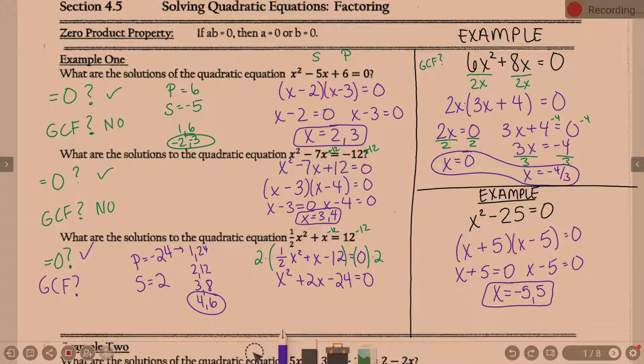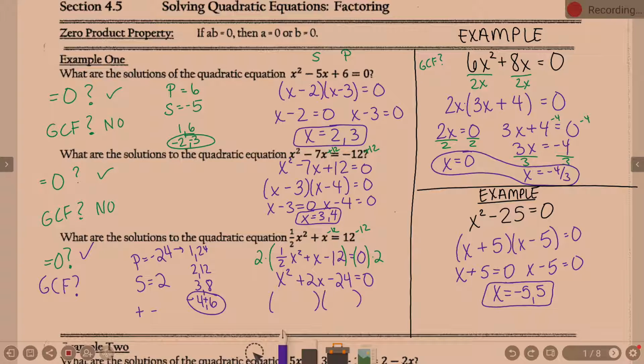4 and 6 subtract to be 2, right? So that's good news. If they multiply to be negative, that means I need 1 positive, 1 negative. If they're going to add to be positive 2, then we want the bigger number to be positive. So negative 4, positive 6.